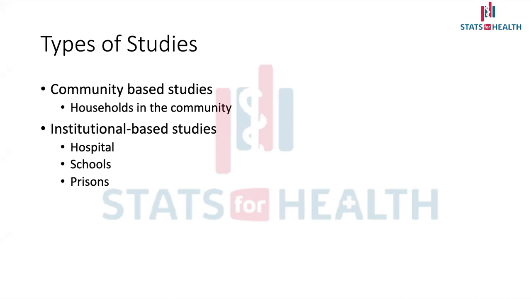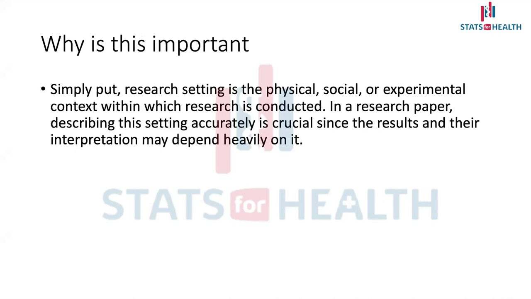There are various reasons why it's important to describe the location of your study. The location can sometimes be a physical location, as I've mentioned. In other specialties, it may also be a social or an experimental context within which your research is conducted. It is crucial to describe this accurately, because your results and the interpretation of those results will depend heavily on where the study is conducted.